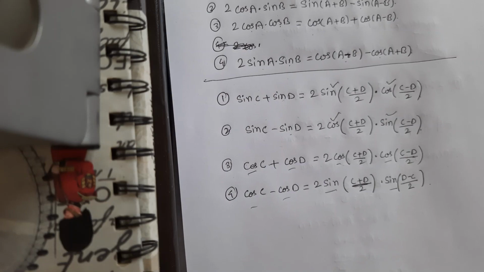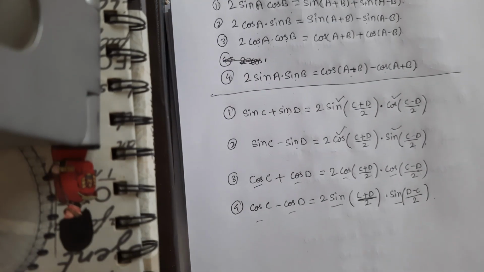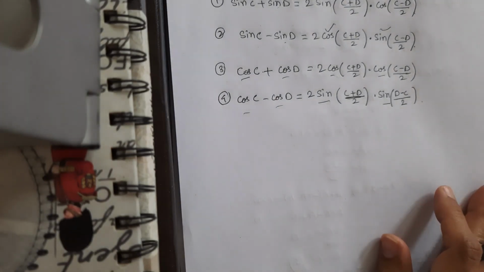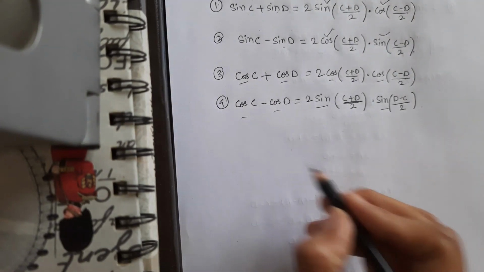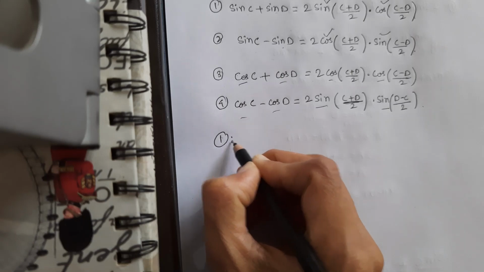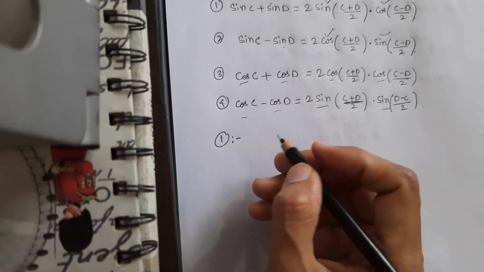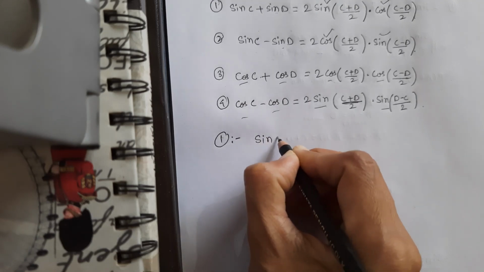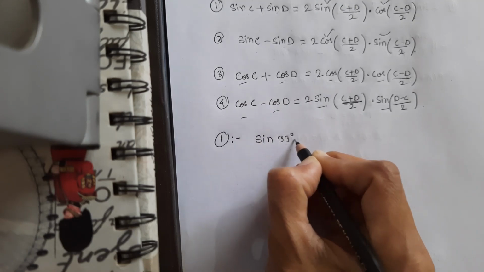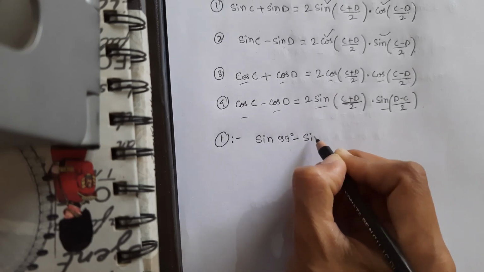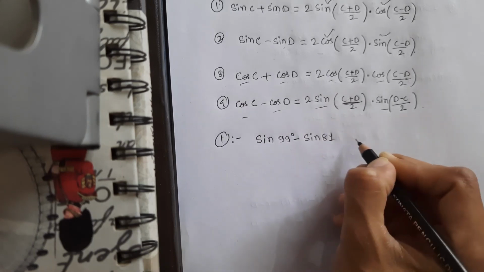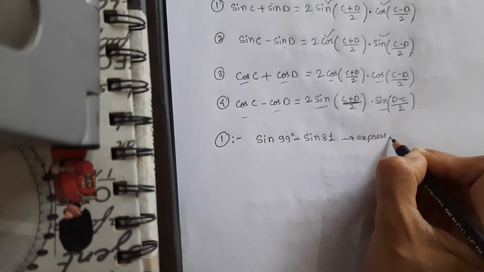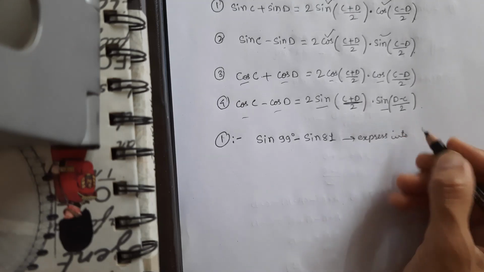Now we will solve a few examples using these factorization and defactorization formulas. The first thing that I want you to do is find sin 99 degrees minus sin 81 degrees, and it is given that we have to express it as a product.